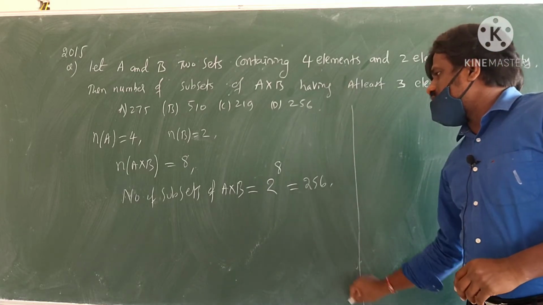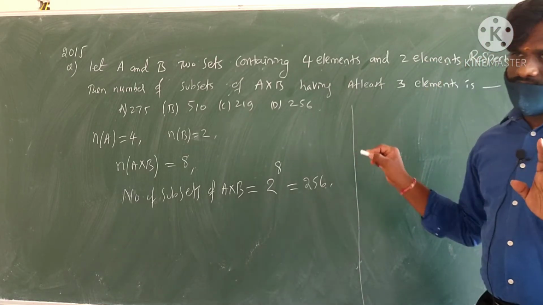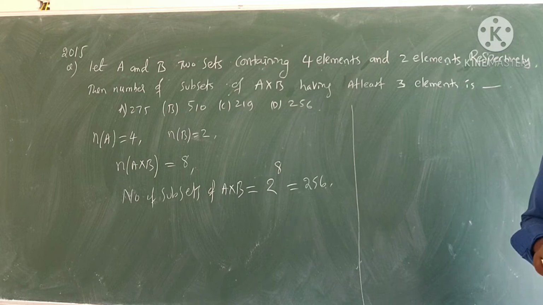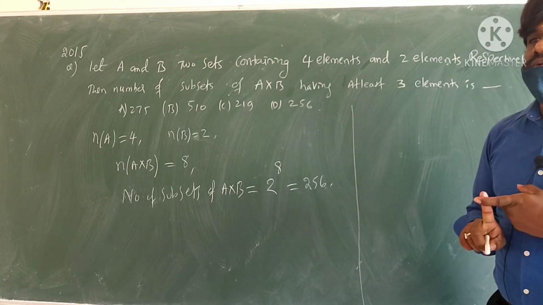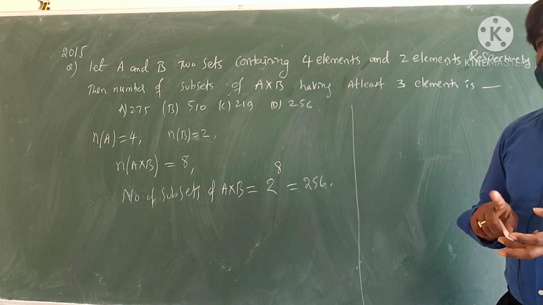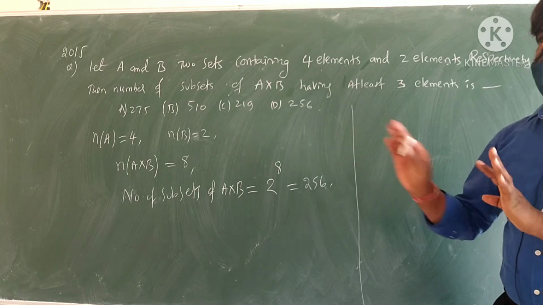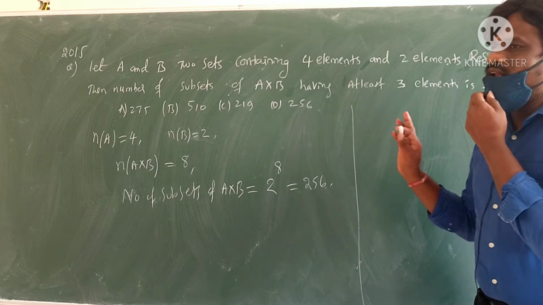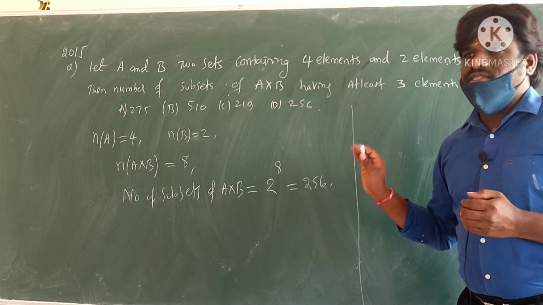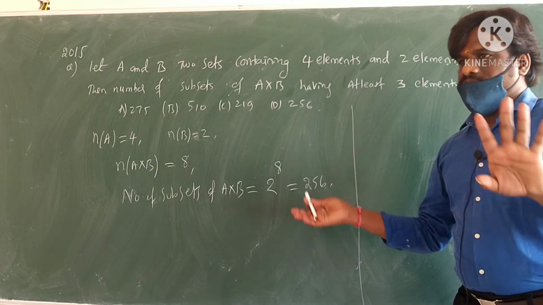So at least 3 elements is required. At least 3 means what? 3 or more than 3. Means first we should subtract from the total the subsets which have fewer elements. First, no elements: the number of subsets which have no elements.